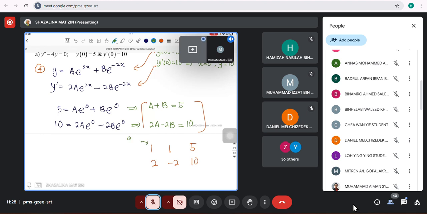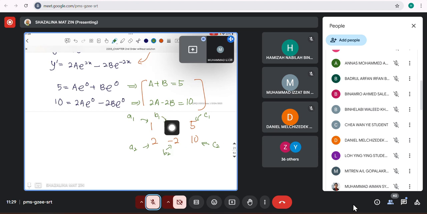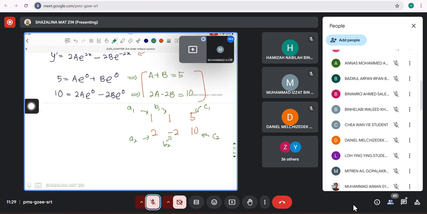1 here represents A1. 1 here represents B1. 5 here represents C1. This one is the same: A2, B2, and this is your C2. Key in your calculator the values of A1, B1, C1, A2, B2, C2, and you will get the values A and B.